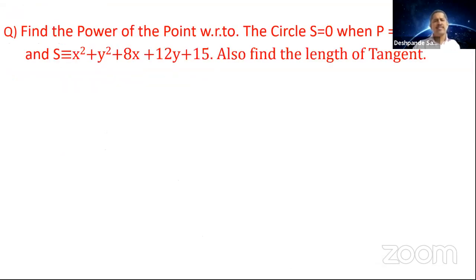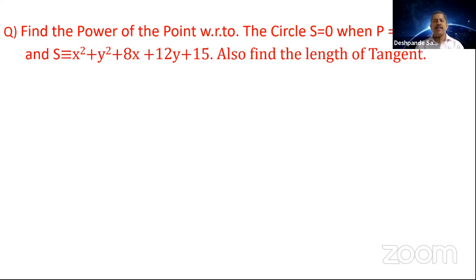Okay, so let us take one more problem here. I mixed 2 questions here. This question is one type of question. Finding the length of the tangent is another type of question here. Find the power of the point with respect to circle S is equal to 0 when P is given as (5, minus 6) and circle equation is given like this: x square plus y square plus 8x plus 12y plus 15 is equal to 0. And also find the length of the tangent. So what is the formula of power of point? There are 2 methods you can do.